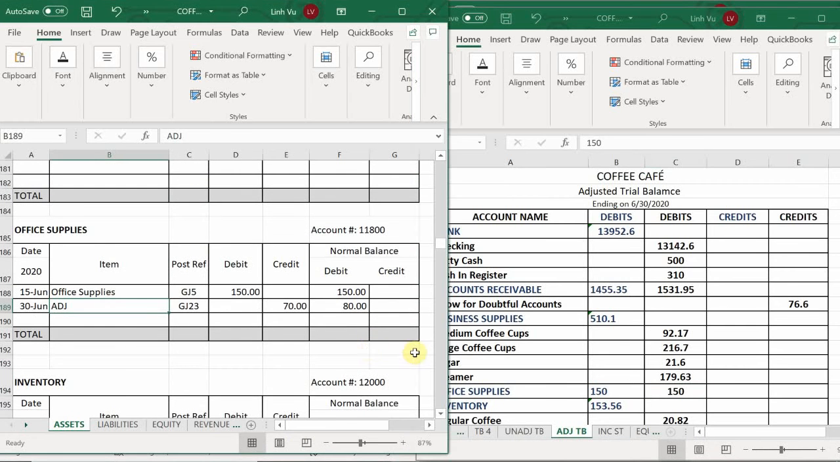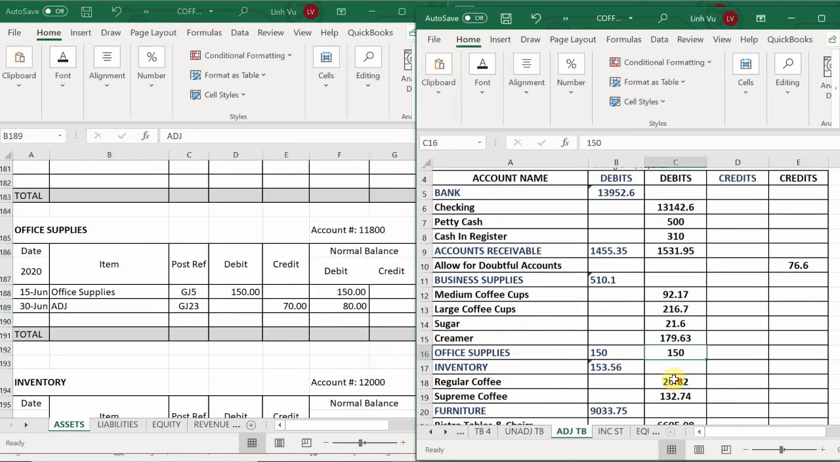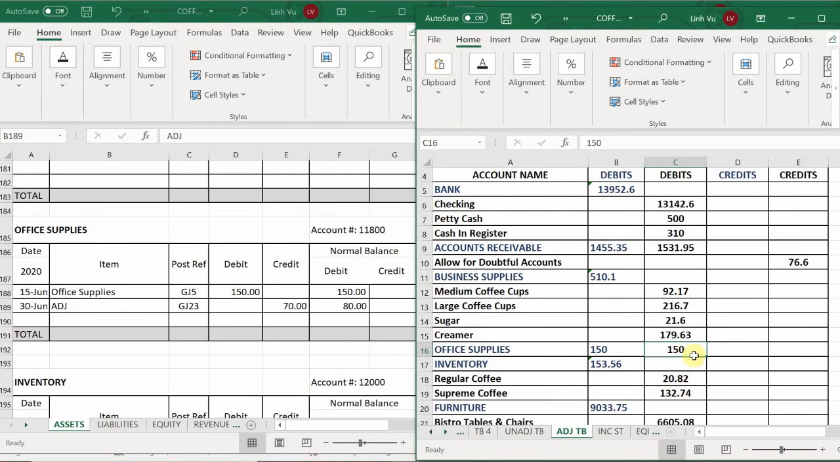Then office supplies. I no longer have 150. How much do I have? So we have 80. We have 80 left. Okay.